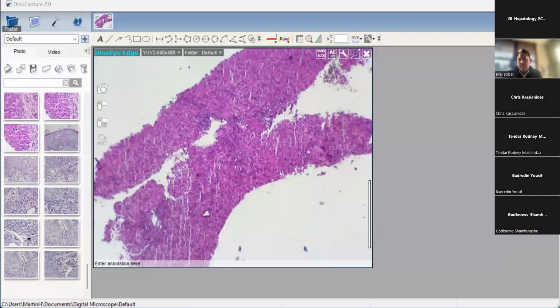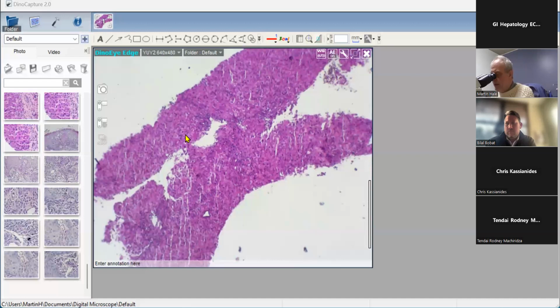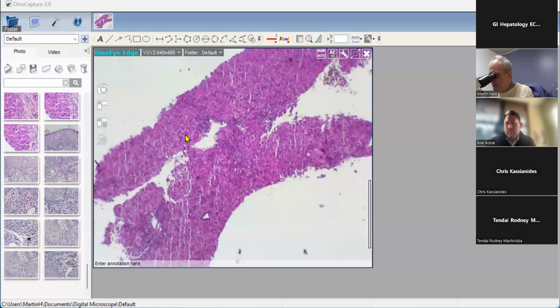Okay, so thanks, Bilal. So these cases, I think, can be quite tricky to interpret. I'm not always sure that we get it right all the time. And I think this is a case in point, and Bilal will give us some more history, I think, as the case unfolds. So what we've got then is a liver biopsy, which I think is a transjugular biopsy, which is why it shows a little bit of fragmentation. And this is the second biopsy.